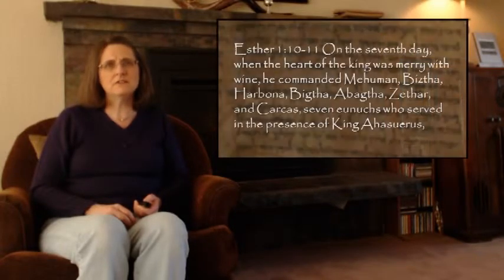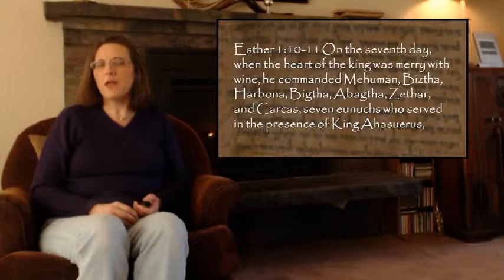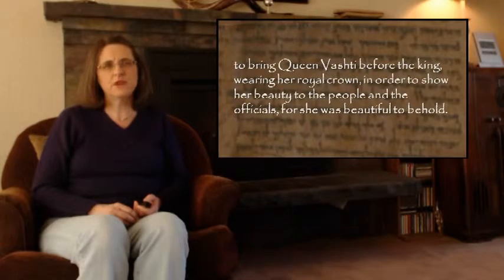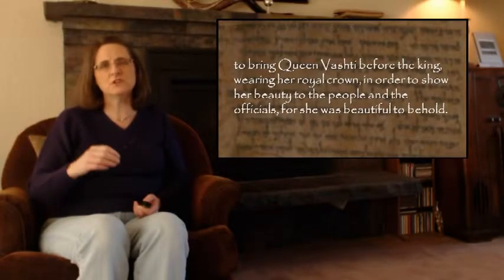Esther 1:10-11. On the 7th day, when the heart of the king was merry with wine, he commanded Mehuman, Biztha, Harbona, Bigtha, Abagtha, Zethar, and Carcas, 7 eunuchs who served in the presence of King Ahasuerus, to bring Queen Vashti before the king, wearing her royal crown, in order to show her beauty to the people and the officials, for she was beautiful to behold.